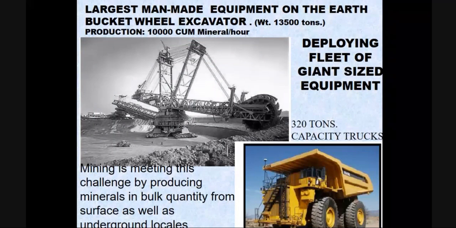Has anyone of you seen this type of huge machines? Anyone coming from Rajasthan? Have you seen any mines? Have you seen this type of huge machinery? In fact, they say the largest man-made equipment on the earth is the bucket wheel excavator. 13,500 tons is its weight. It is used for excavation purposes. It can produce 10,000 cubic meters of mineral per hour.